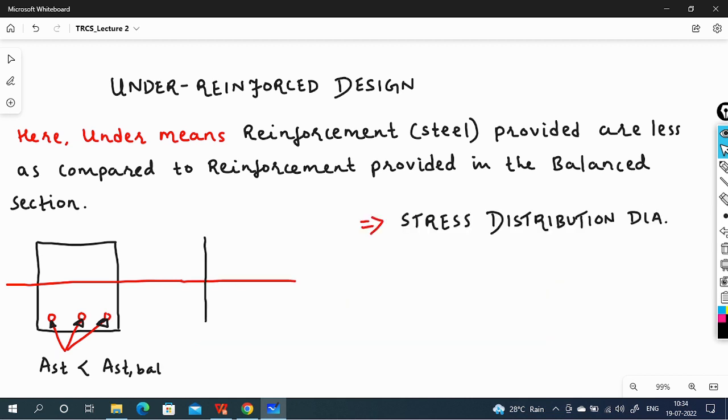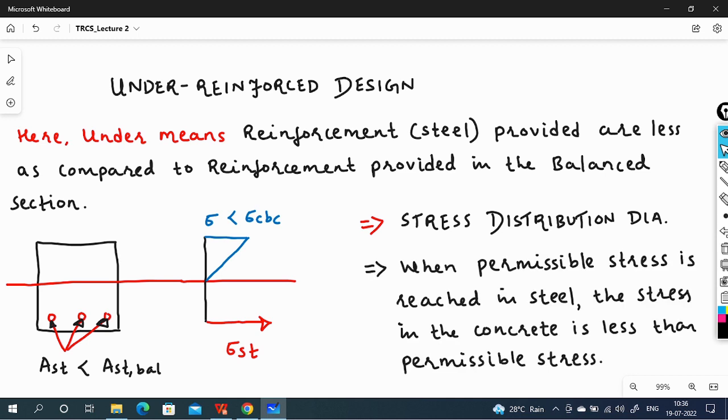Now, with respect to the stress distribution diagram, I told you the permissible stress in steel will be reached first, sigma ST will come first. At that time the stress in the concrete will not be sigma CBC, it will be less than sigma CBC. You can simply say sigma that is less than sigma CBC.